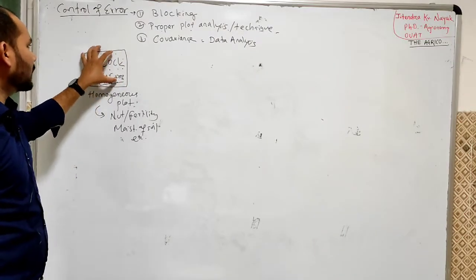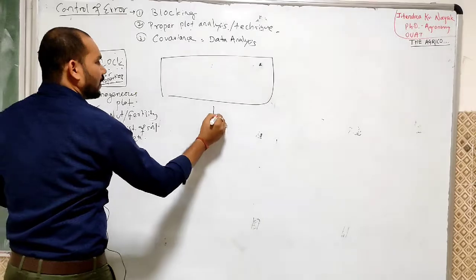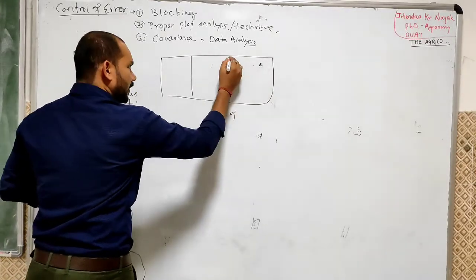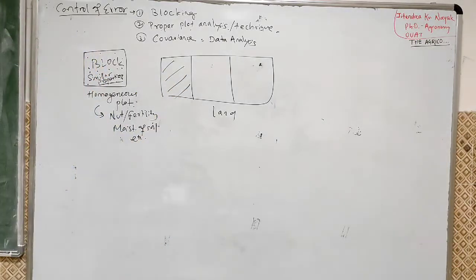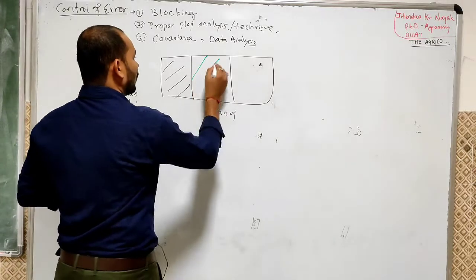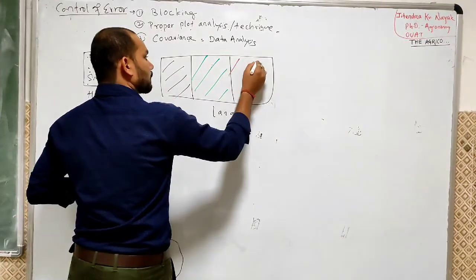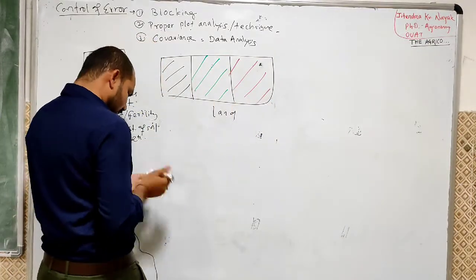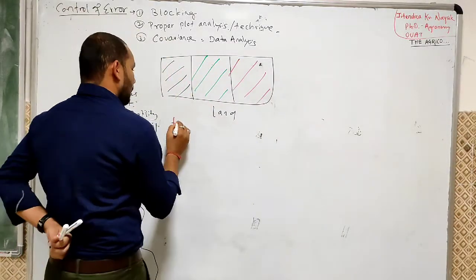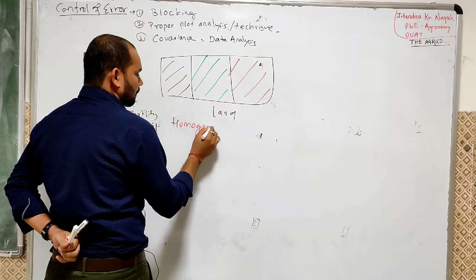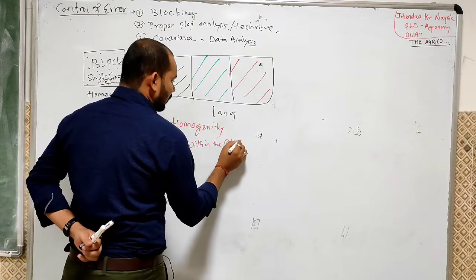So blocking means we have to divide a land into blocks so that there is homogeneity within the block. Remember the term: there should be homogeneity within the block.